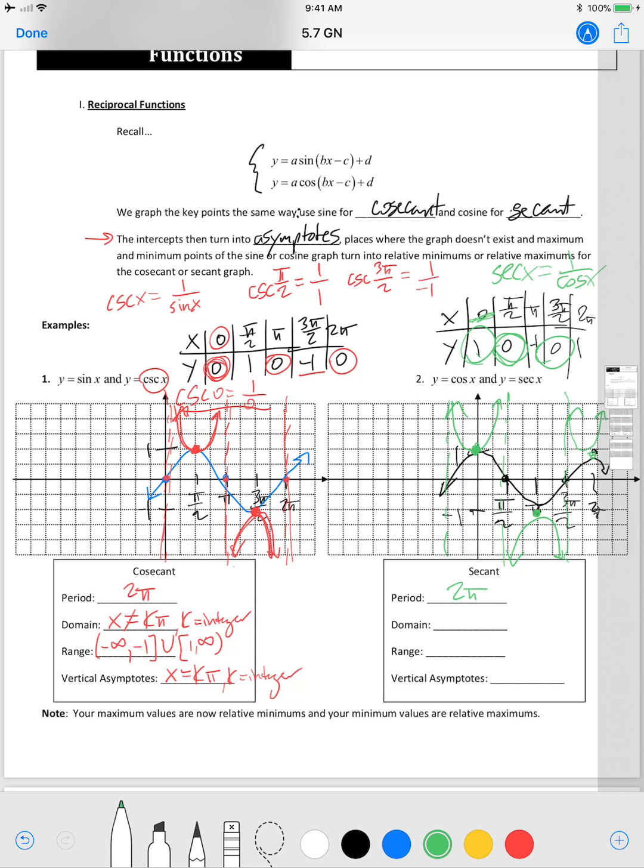The domain in this case is everything except pi over 2 plus k pi. Now those were where we had the x-intercepts for the cosine graph, where k is an integer. And that will be where we have our vertical asymptotes.